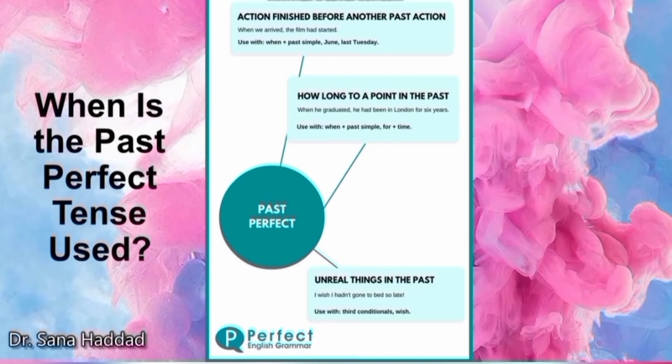The past perfect is also used with unreal things in the past. For example, I wish I hadn't gone to bed so late. So in this case, the person saying this has gone to bed so late, but he wishes that he hadn't gone to bed so late. So it's an unreal situation. You can use it with third conditionals and wish.